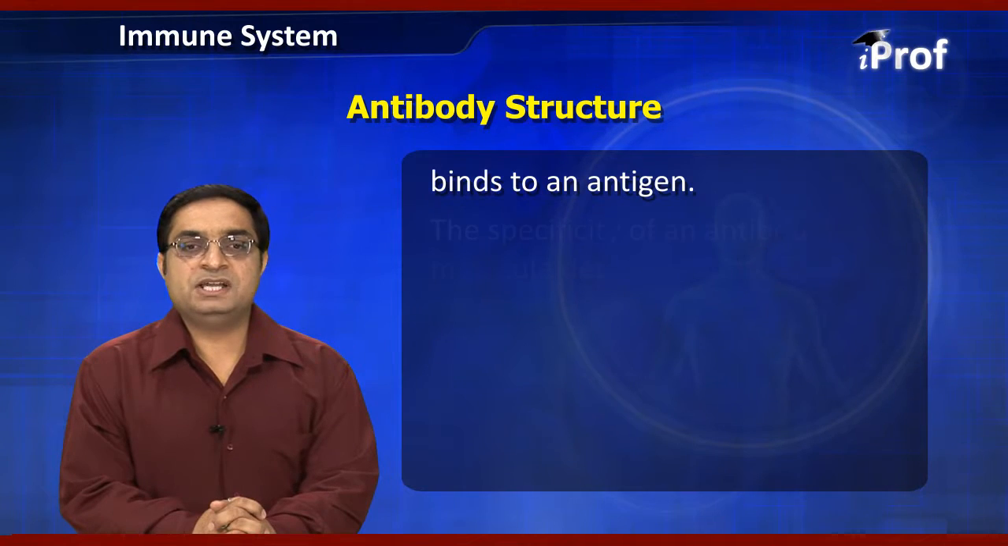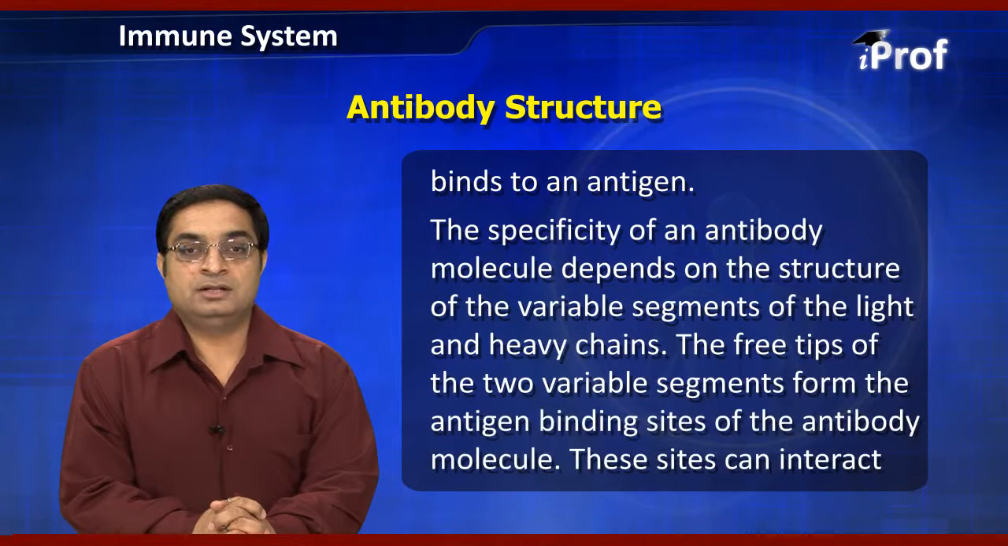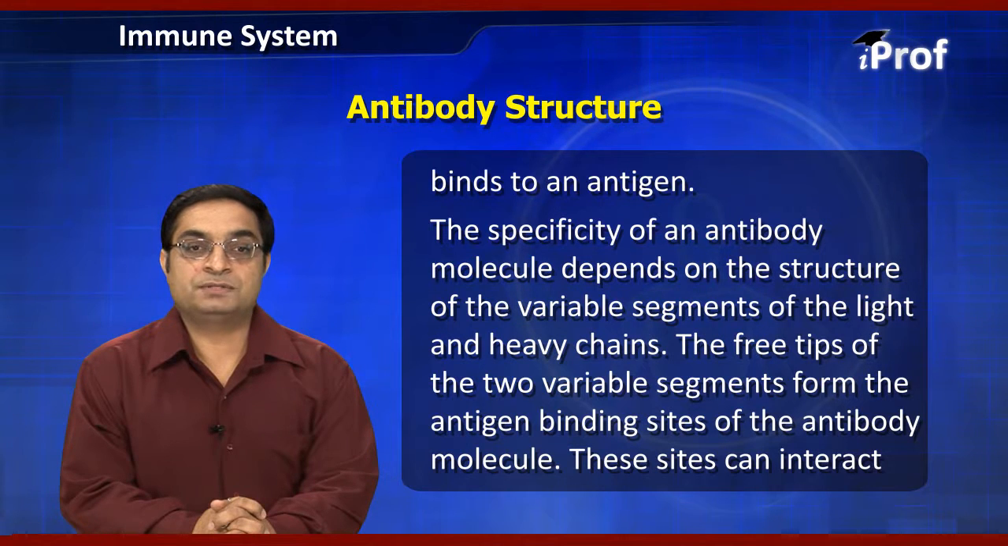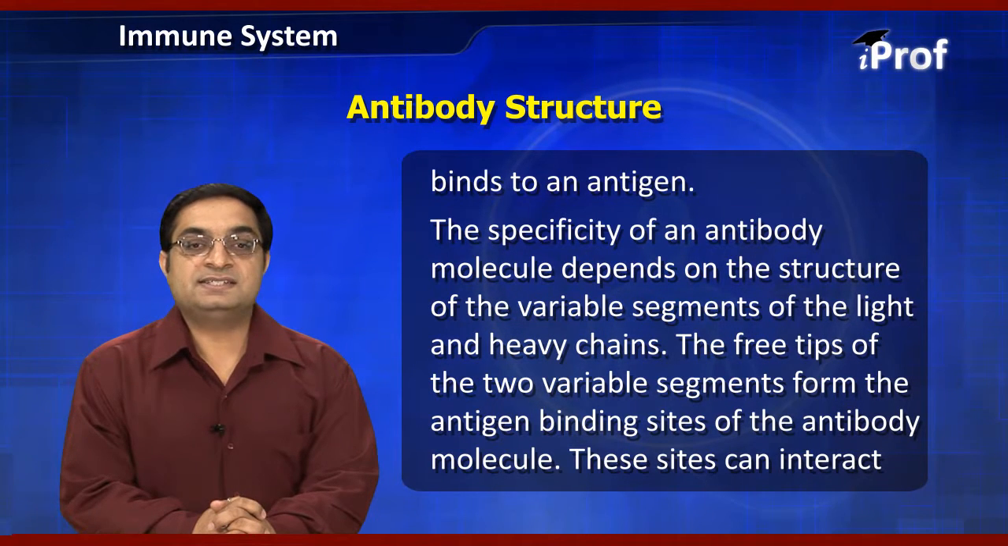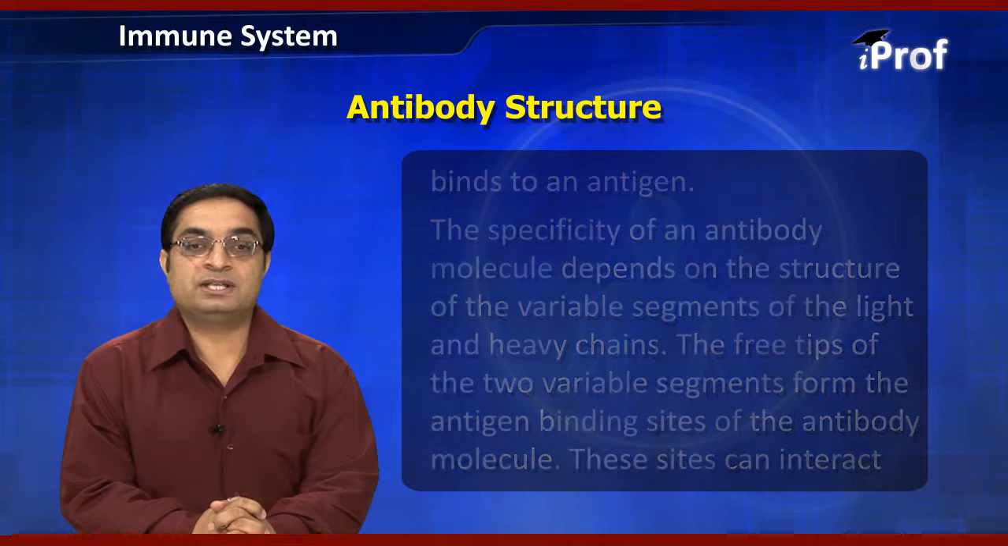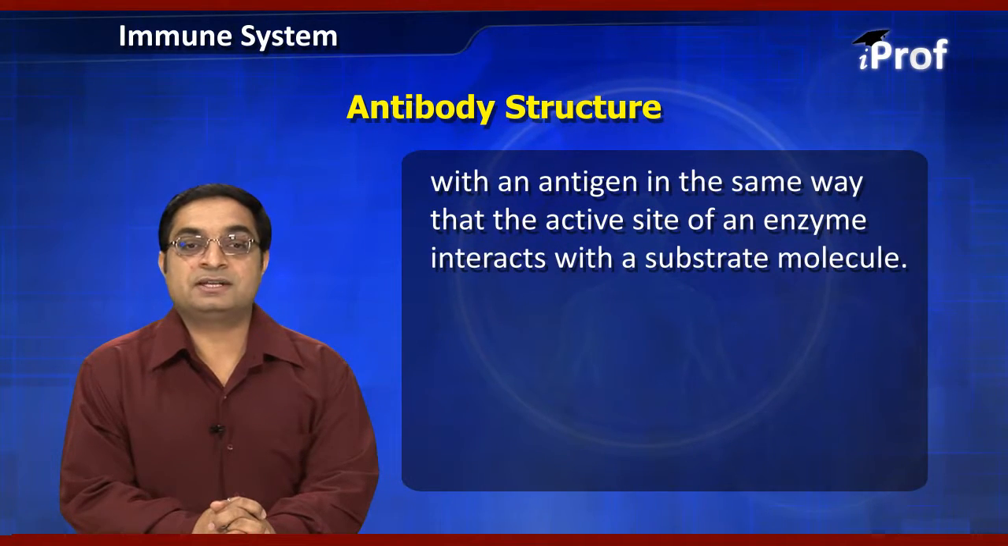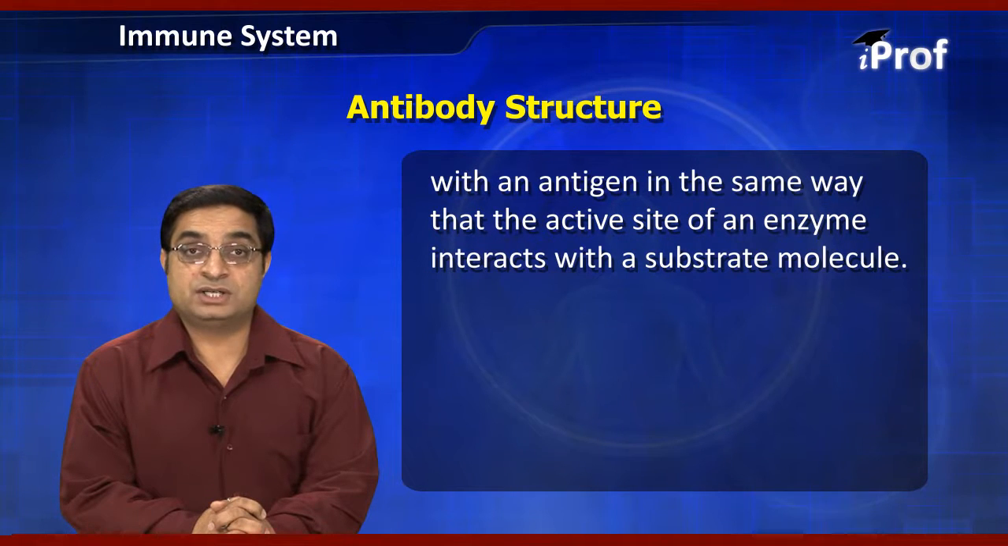The specificity of an antibody molecule depends on the structure of the variable segments of the light and heavy chains. The free tips of the two variable segments form the antigen binding sites of the antibody molecule. These sites can interact with an antigen in the same way that the active site of an enzyme interacts with the substrate molecule.